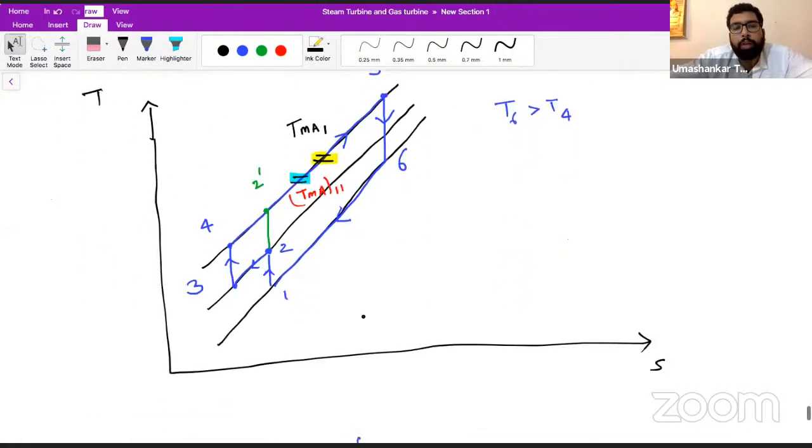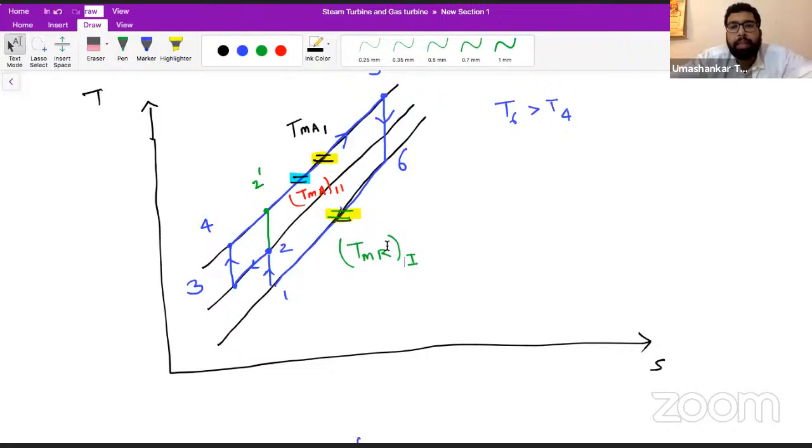Okay, now let's see what will happen to the mean temperature of heat rejection. In the original cycle, the mean temperature of heat rejection is here. I am making it with the green pen, between 6 to 1. Between this, I have highlighted. So this is our TMR1, the mean temperature of heat rejection between 6 to 1.